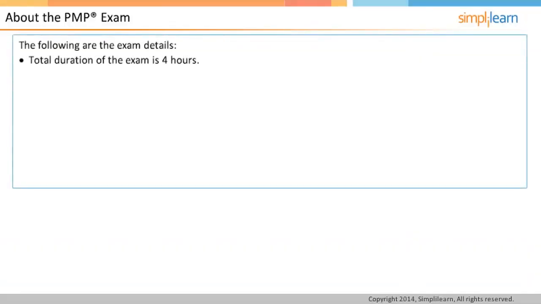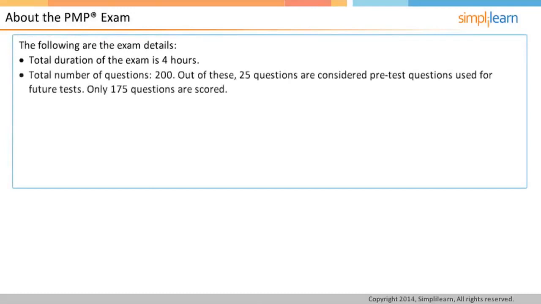PMP exam is conducted for 4 hours. It covers 200 questions, out of which 25 questions are considered as pre-test questions, used for future tests and are not scored. You will not be communicated about these questions. They might be any random pick. Therefore, you should answer all 200 questions with the same seriousness.